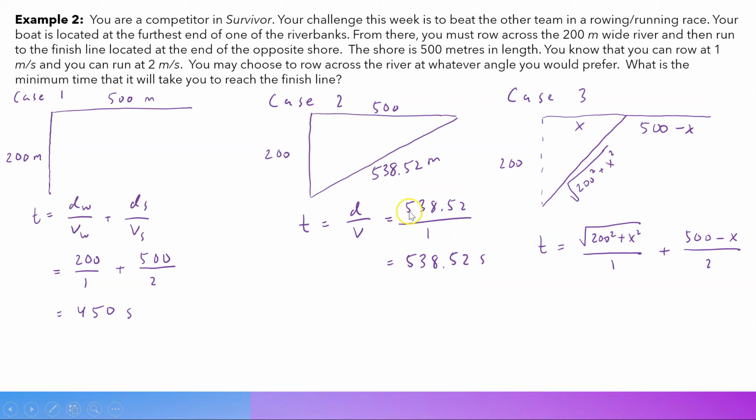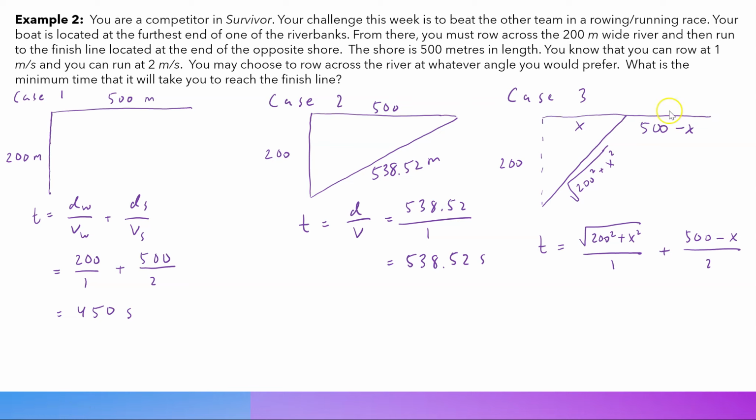And so dividing 538.52 by 1 is just 538.52 seconds. So it would take longer to just swim in the water. Now the third and final case is to swim in the water part way and then run along the shore for the remainder of the distance to get to the finish line.